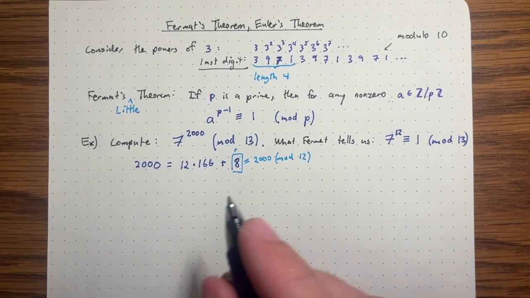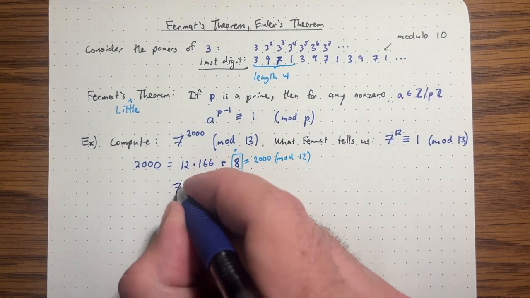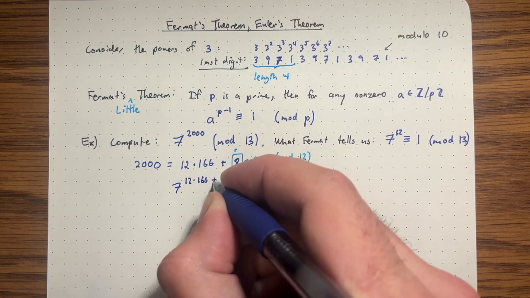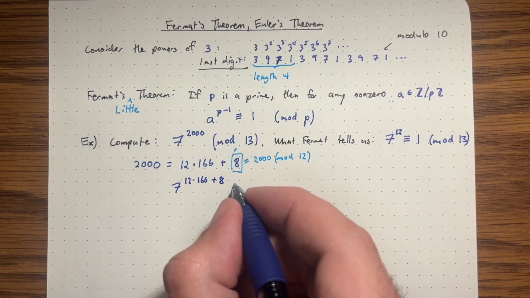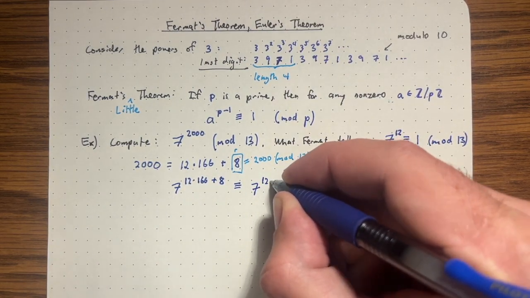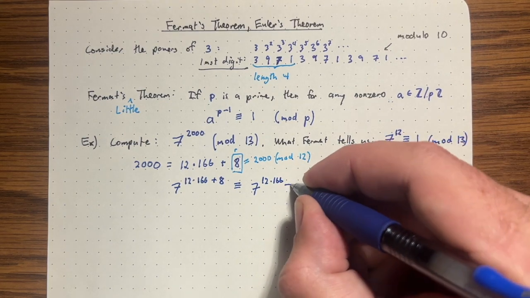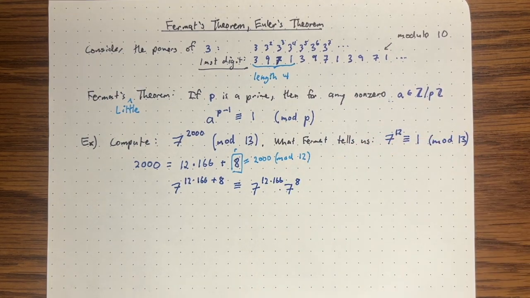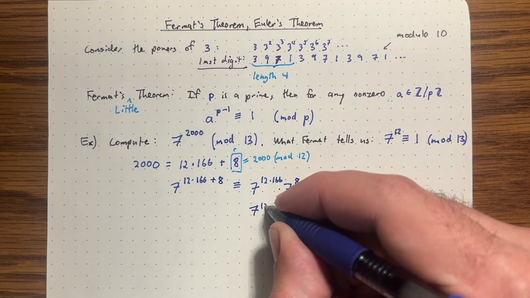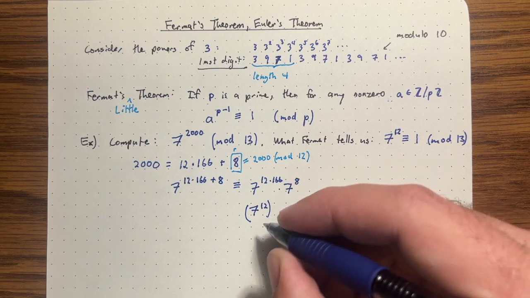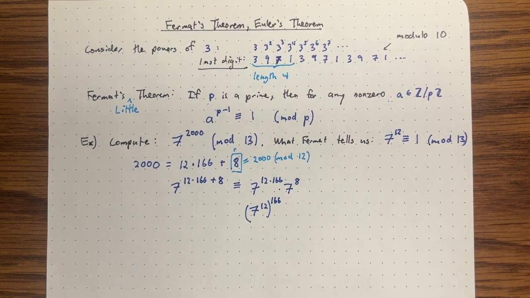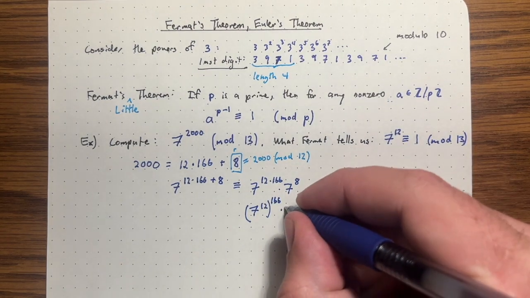Okay, what are we going to do with this information? We're going to rewrite that 2000 up here as 12 times something plus whatever the remainder is. This is using properties of exponents. We're actually going to use two properties of exponents. So we're going to use that one, and then we're going to use this one. I have 12 times 166 in the exponent. That's the same as 7 to the 12, then to the power of 166.